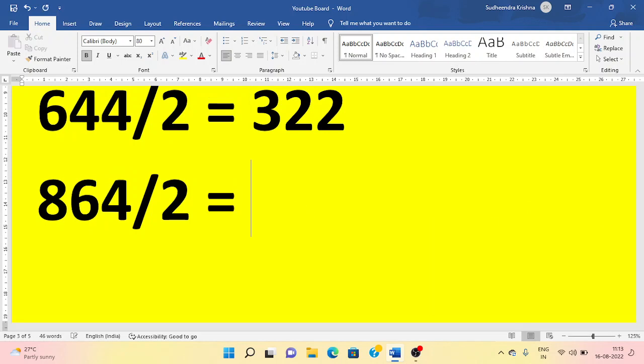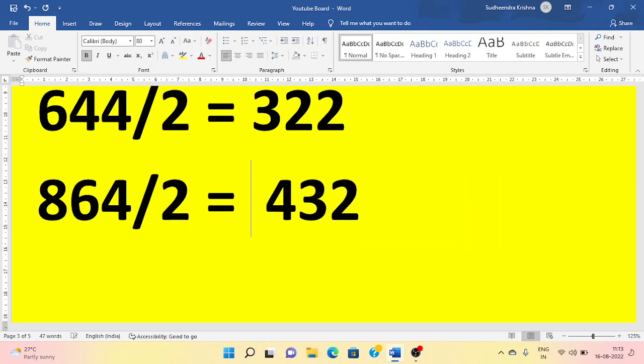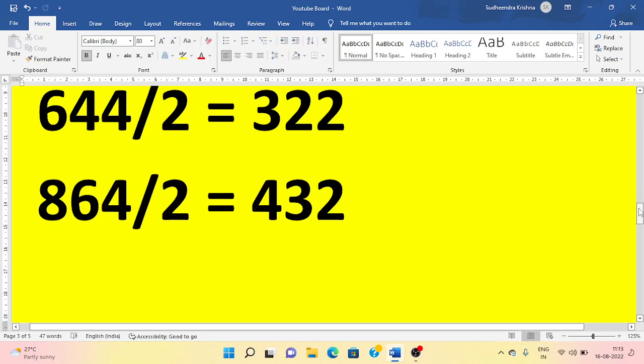864. Now I will split 864 as 800 plus 64. Find half of 800. Half of 800 is 400. To this, I will add half of 64. Half of 64 is 32. Now add: 400 plus 32 is equal to 432. This is the required answer. Therefore, half of 864 is 432. So this is about the split and merge method.